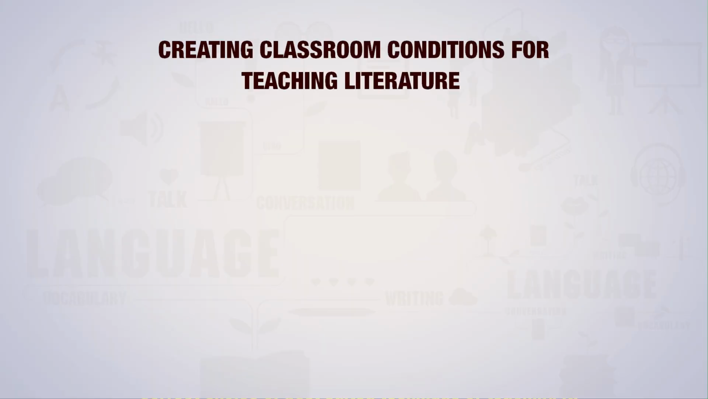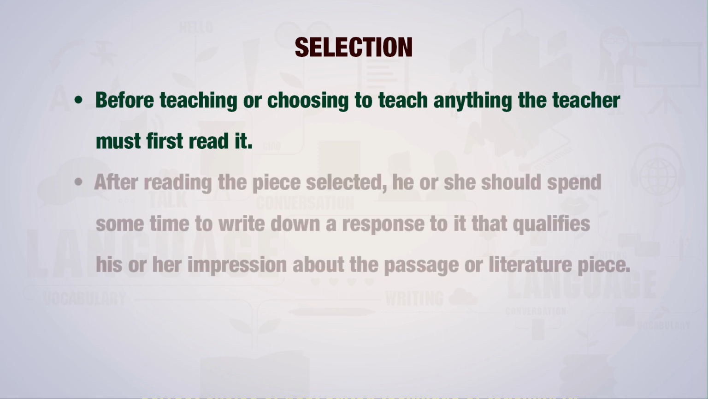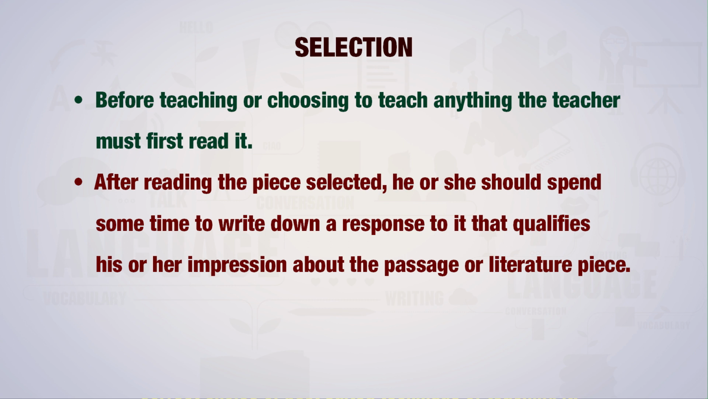So some of these techniques can include selection. How exactly should something be chosen to teach? The teacher must first either choose it or read it if it is prescribed. Once the piece is read, the teacher should frame his or her own response, own impression. Because if it is uninteresting to you, it will be uninteresting to your students. So the response is the key, and based on the response, an instructional design can be created.